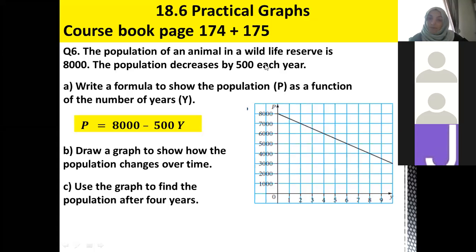Yeah. So 8,000 minus 500 times 4, which is, just a second, please, 6,000. That's right. So it is 6,000, or you can simply go from the graph: at 4 you get 6,000 animals. Bravo, Ramadan.